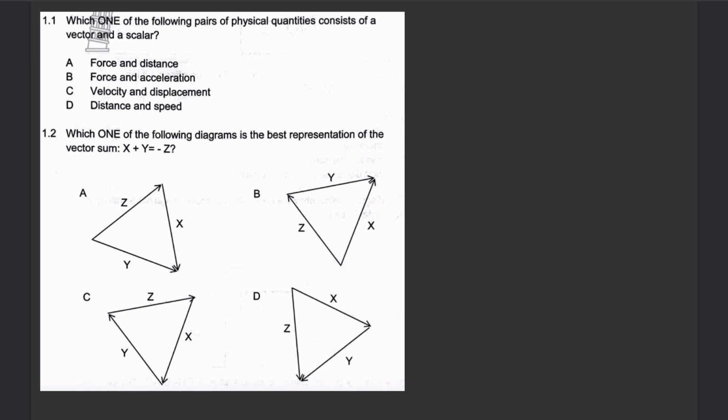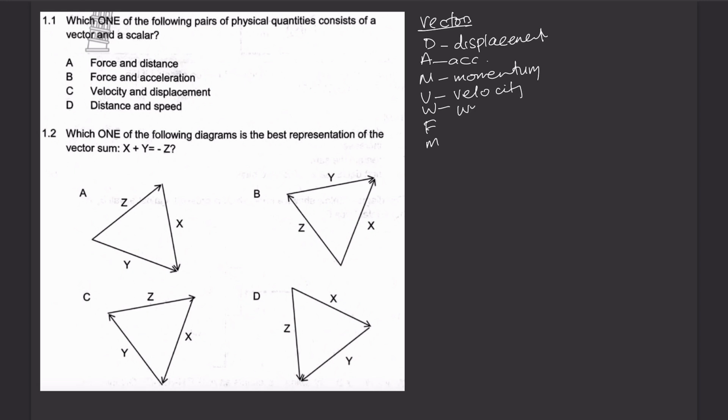Question 1.1, which one of the following pairs of physical quantities consists of a vector and a scalar? I've done questions like this before. You can remember all your vectors using DAM, VW, FM. D is displacement, A is acceleration, M is momentum, V is velocity, W is weight, F is force, and M is magnetic field, or any field.